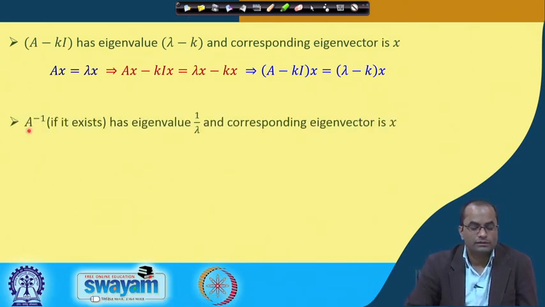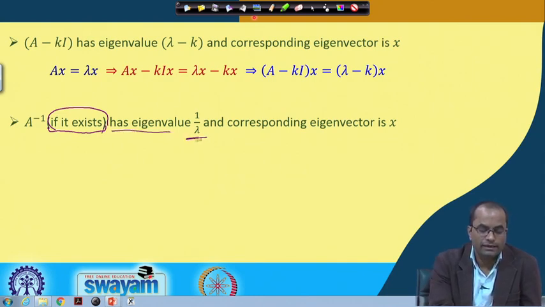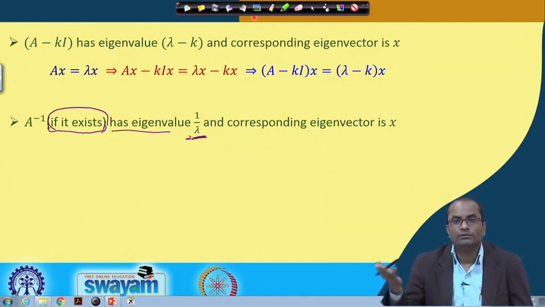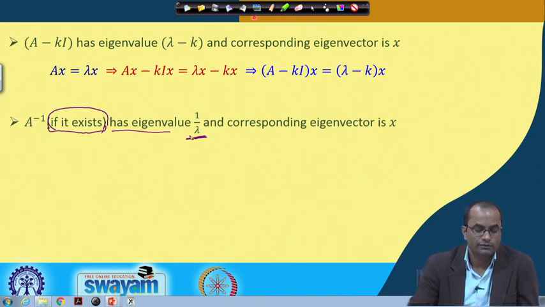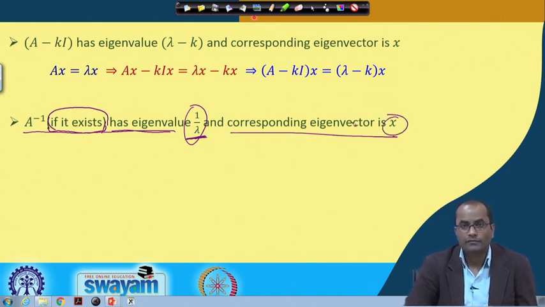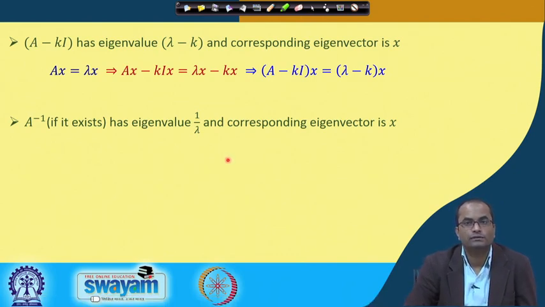And this A inverse is again important here. If it exists, of course, then only are we talking about this result. So, if A inverse exists for a matrix, then A inverse will have eigenvalues 1 over lambda. So, if we have lambda 1, lambda 2 as eigenvalues of A, then A inverse will have 1 over lambda 1, 1 over lambda 2 as eigenvalues. So, A inverse will have eigenvalue 1 over lambda and the corresponding eigenvector will be x. So, the eigenvector will not change, only the eigenvalue will change for this inverse matrix.